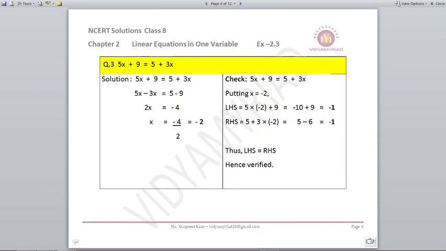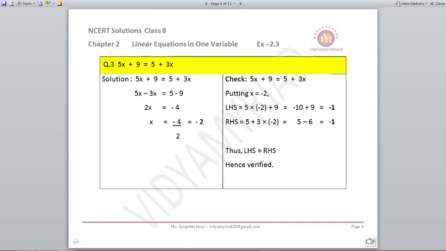Question number 3. 5x plus 9 is equal to 5 plus 3x. Bring variable on the one side and numbers on the other side. So it becomes 5x minus 3x is equal to 5 minus 9. So 2x is equal to minus 4. X comes out to be minus 2.